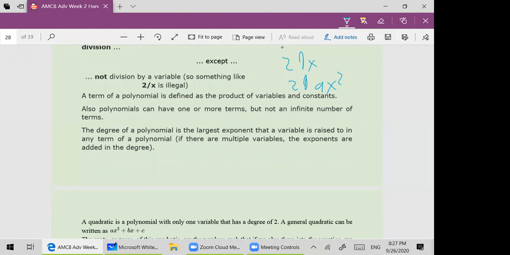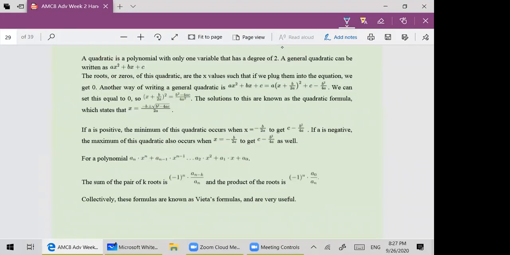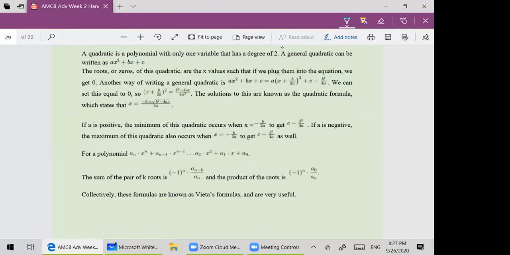Now, the degree of a polynomial is the largest exponent that a variable is raised to in any term of a polynomial. If there are multiple variables, the exponents are added in the degree. A quadratic is a polynomial with only one variable that has a degree of 2. A general quadratic can be expressed as ax squared plus bx plus c. The roots, or zeros, of this quadratic are the x values such that if we plug them into the equation, we just get 0. Another way of writing a general quadratic, ax squared plus bx plus c, is this.